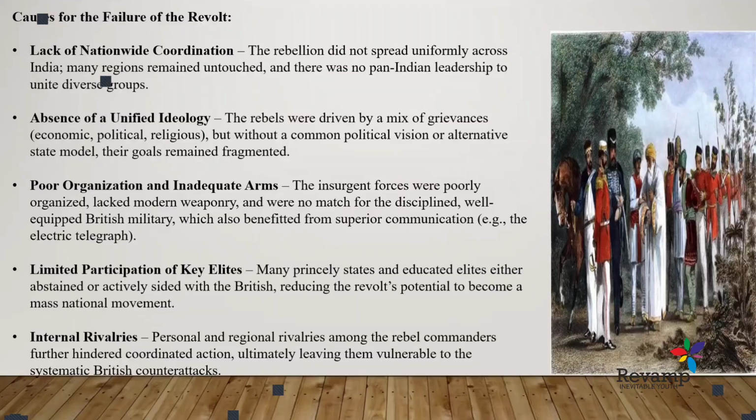Many of the Muslims backed Bahadur Shah, while some of the Hindus backed the descendants of the Peshwa, the Maratha rulers. So there was a lack of unity and a lack of nationalized ideology among the rebels, which was one of the main factors in the downfall as well. There was also poor organization, and the British had well-versed scientific army equipment in which the Indians lagged, and the limited participation of key elites also paved the way for the downfall.